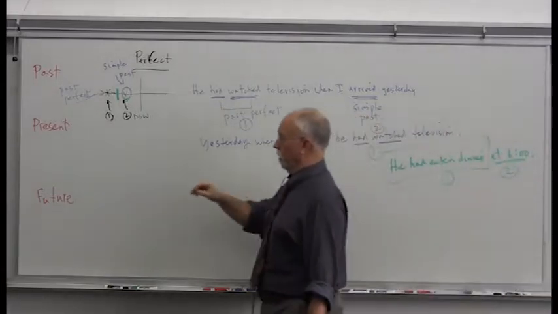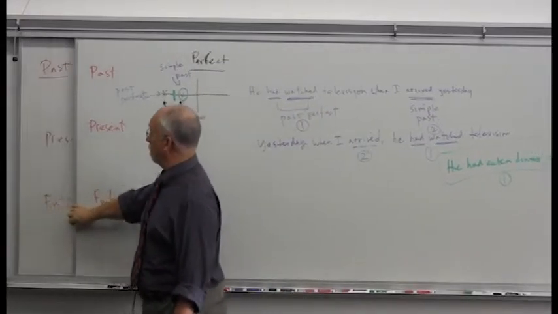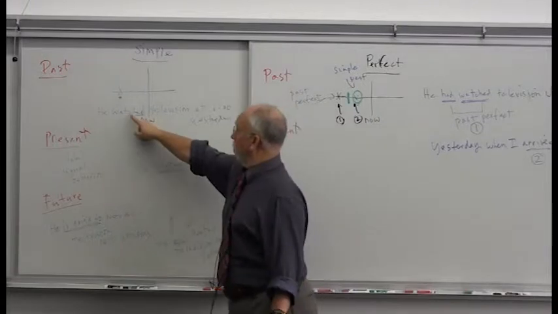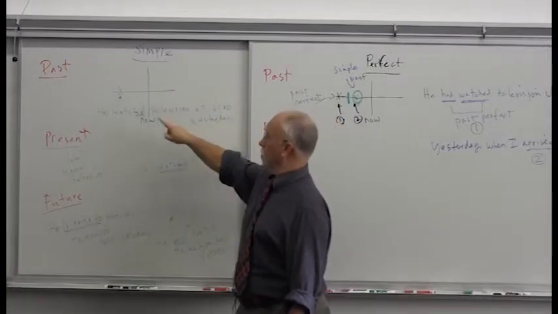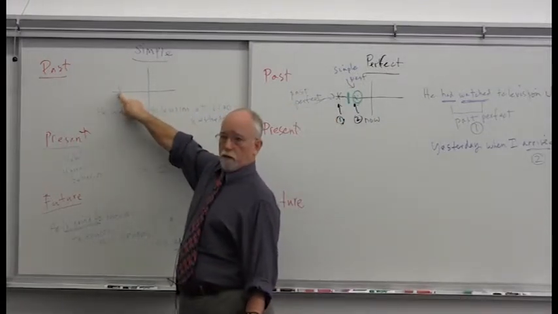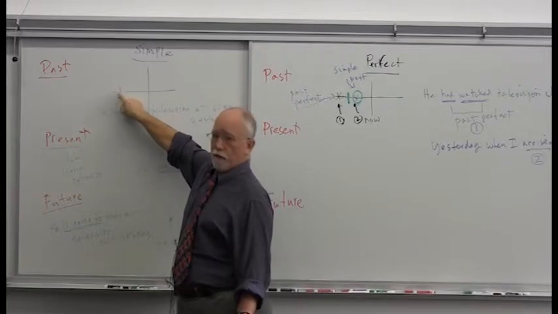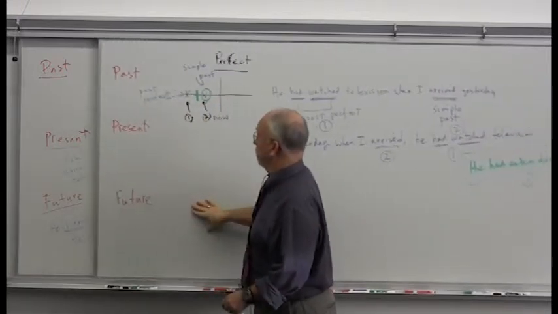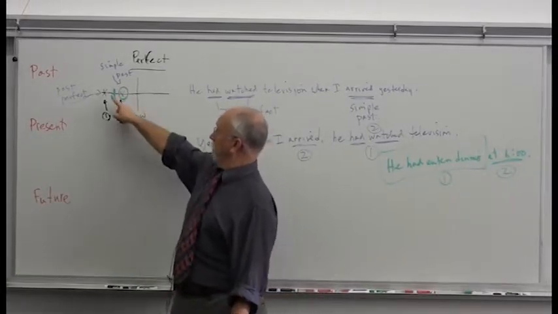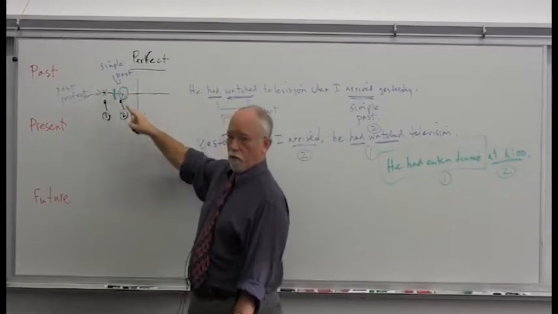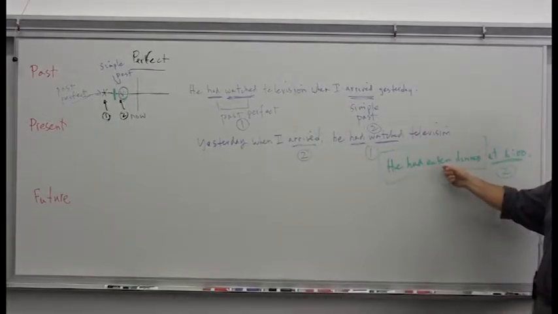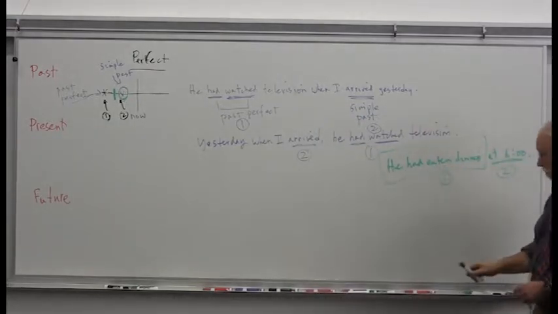Note the difference between this and simple past. Simple past is he watched television at 6 o'clock. So at 6 o'clock, the action is occurring at the same time. But in this case, the action was finished before that specific time. So at 6 o'clock, this action occurred prior to that.